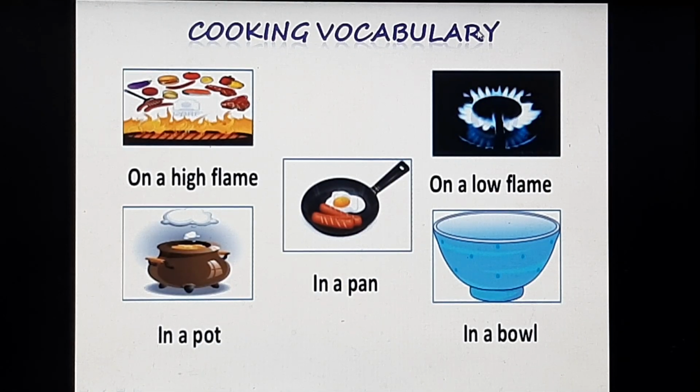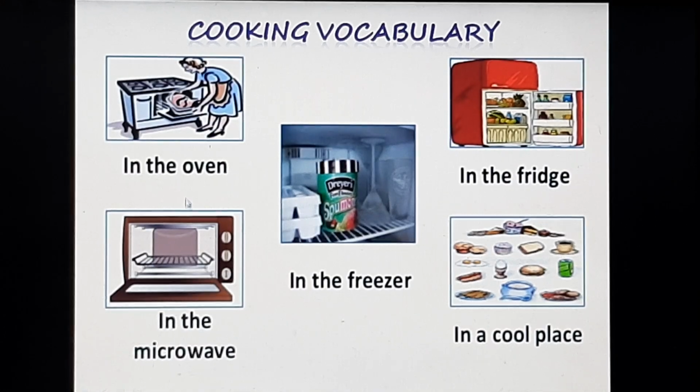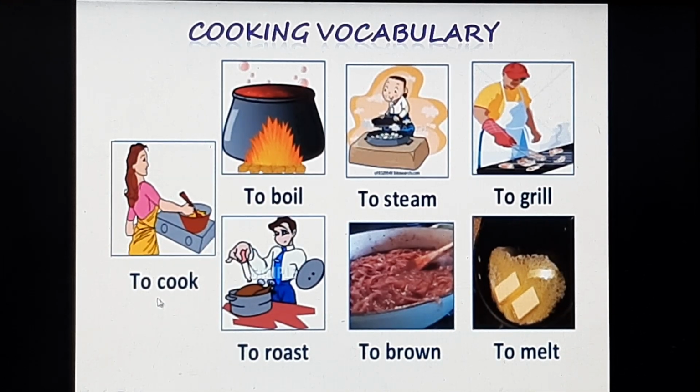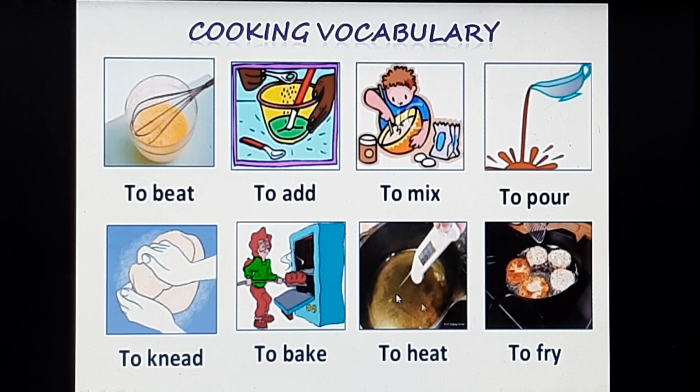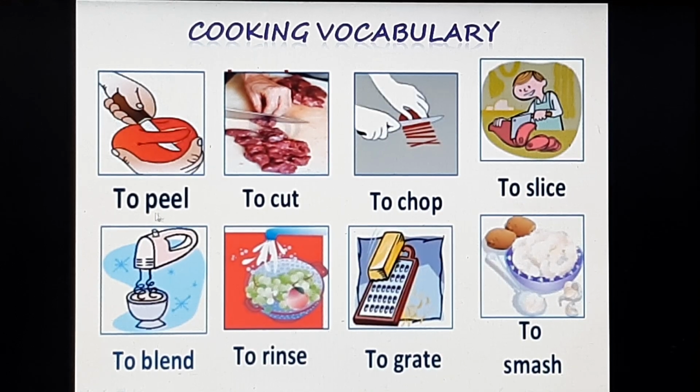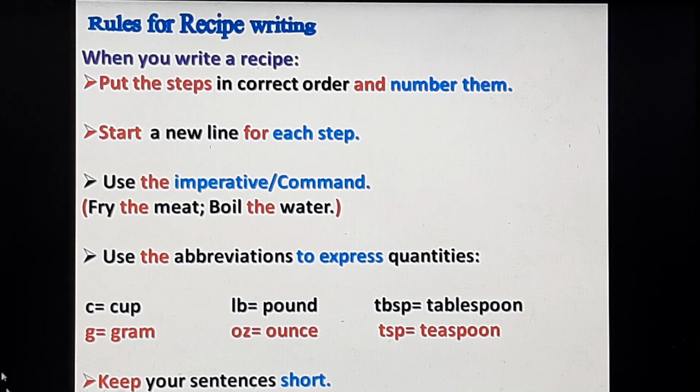Then cooking vocabulary: on a high flame, low flame, in a pan, in a bowl, in a pot, in the oven, in the microwave, in the freezer, in the fridge, in a cool place. Then cooking verbs like to boil, steam, grill, roast, brown, melt, to beat, to add, to mix, to pour, knead, bake, heat, fry, peel, cut, chop, slice, blend, rinse, grate, smash. So we have a variety of vocabulary for cooking.